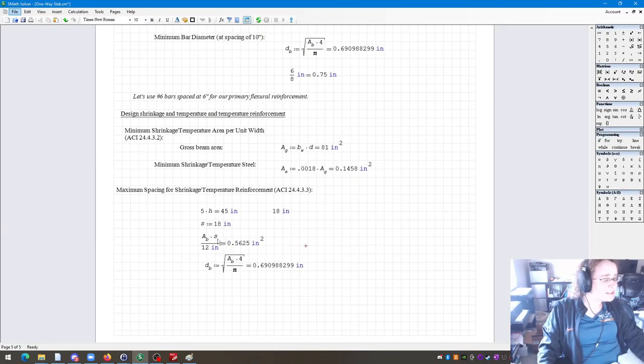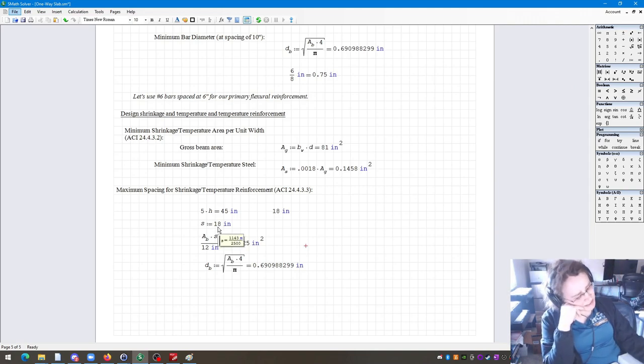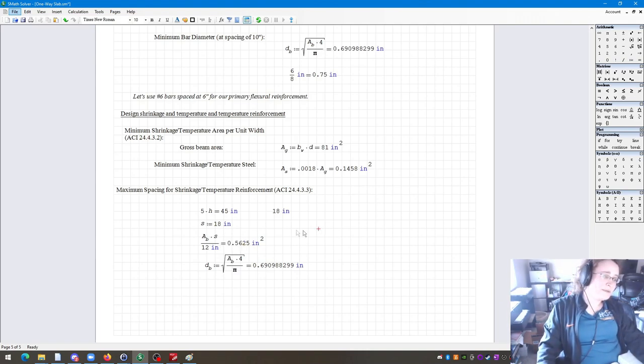So number 6 bars on that one, but I don't necessarily want to use the number 6 bars for the minor steel as well. So maybe instead what we could do is use a smaller spacing. We can always use a smaller spacing. We just can't use a spacing greater than 18 inches. So let's try 12 inches.